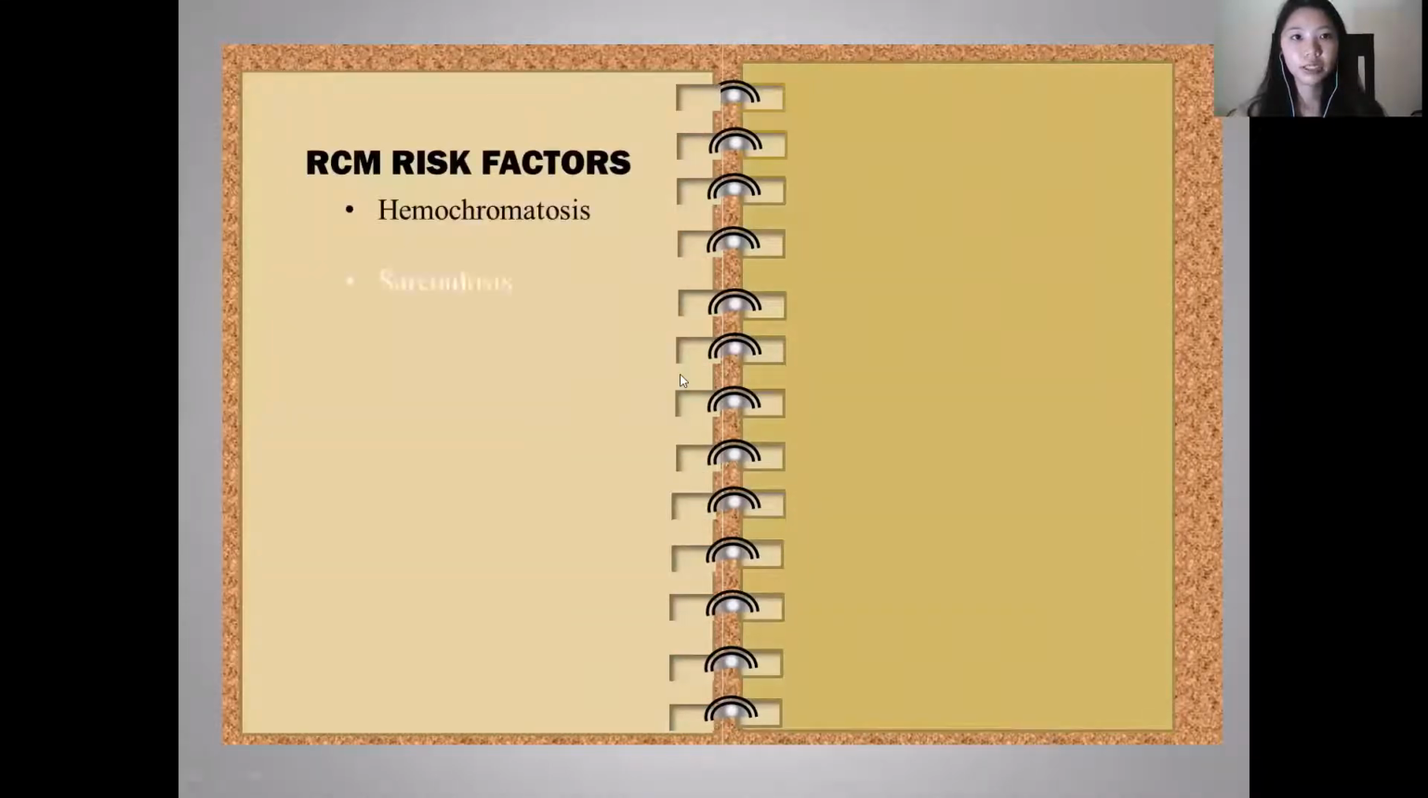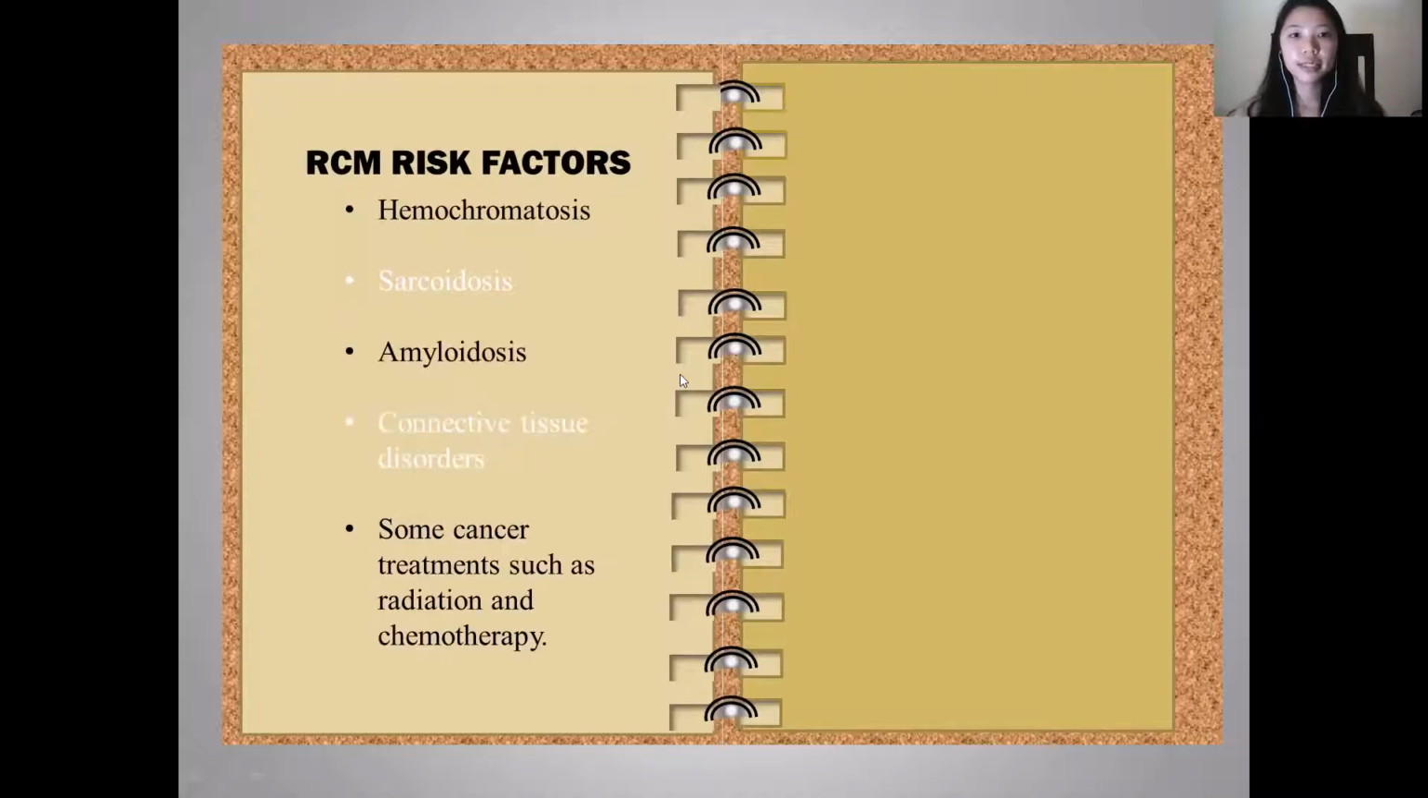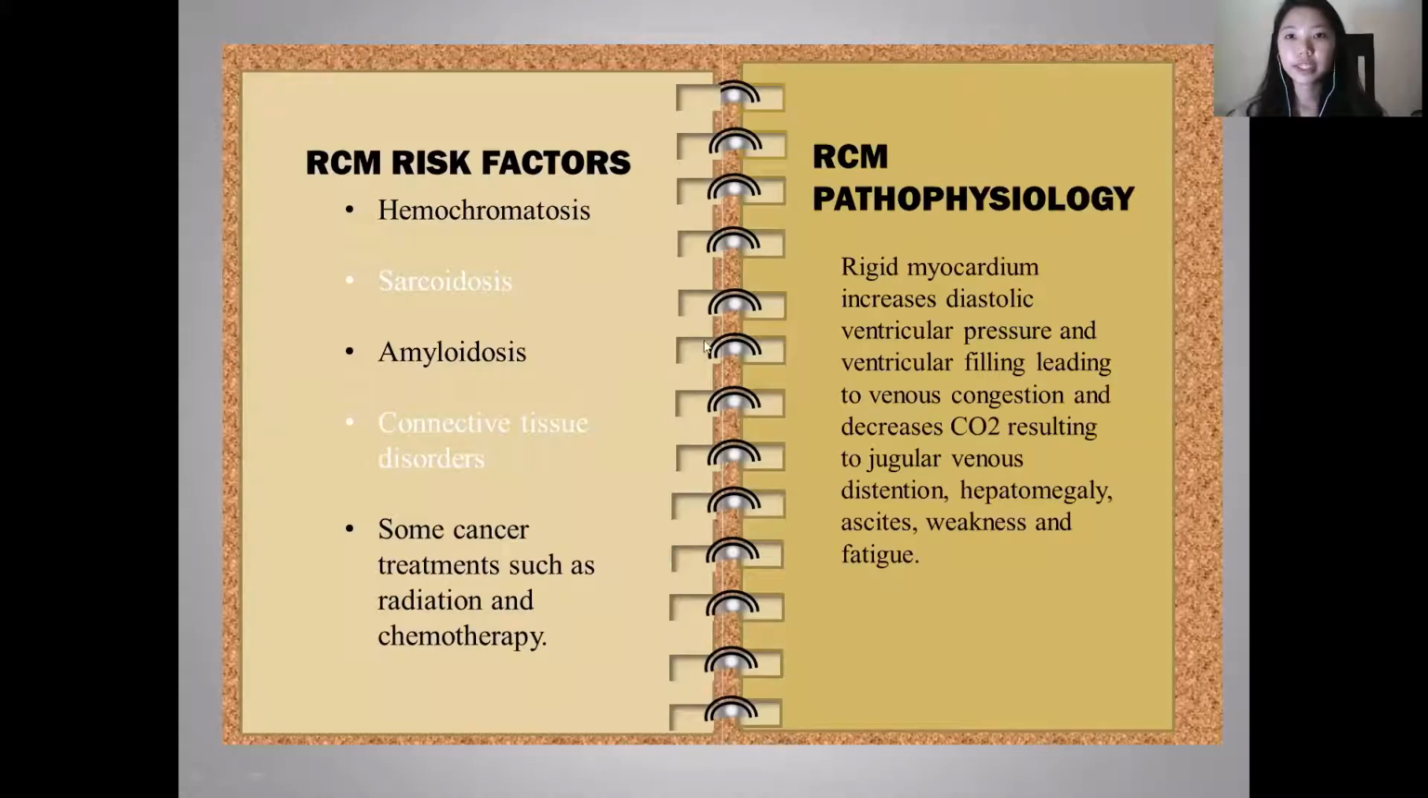The risk factors of restrictive cardiomyopathy are hemochromatosis, sarcoidosis, amyloidosis, connective tissue disorders, and some cancer treatments such as radiation and chemotherapy. The pathology is the rigid myocardium increases diastolic ventricular pressure and ventricular filling, leading to venous congestion and decreased cardiac output, resulting in jugular venous distension, hepatomegaly, ascites, weakness, and fatigue.